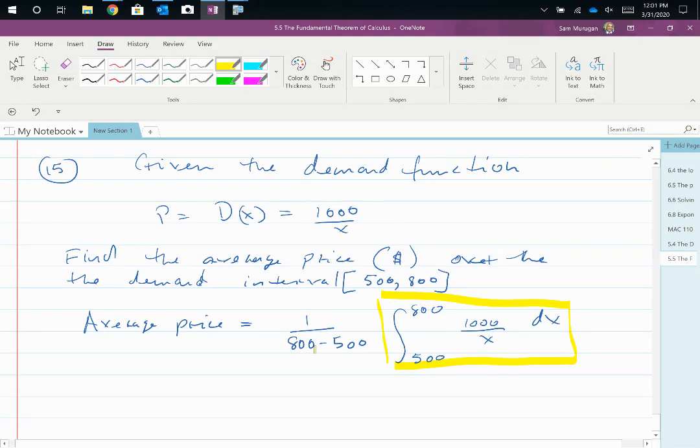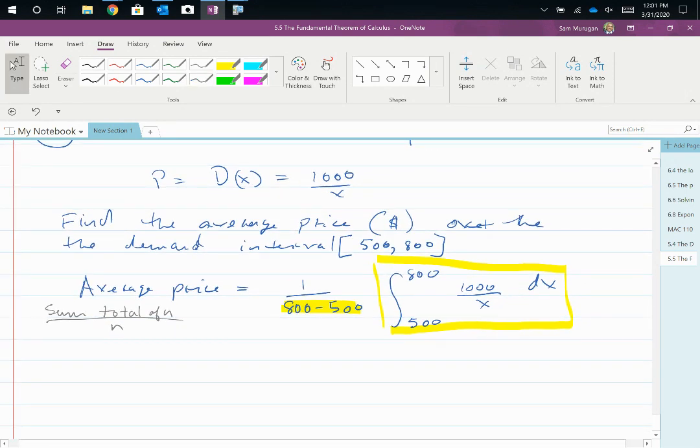Remember, the average is the total number divided by the quantity. So this here is a quantity. Okay, average is the total or sum of n divided by n. So that's our equation that we're looking at now. All we have to do to find that average price is to integrate. So this is the first part.